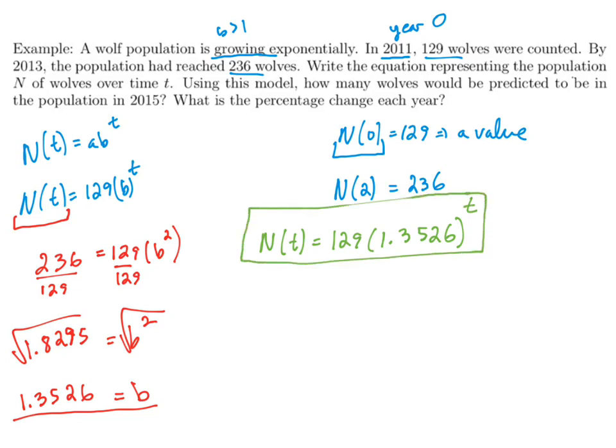Alright, so write the equation representing the population. So we did that. Using this model, how many wolves would be predicted to be in the population in 2015? So in 2015, that's when n is equal to 4. So what we're going to do is plug 4 into the function.